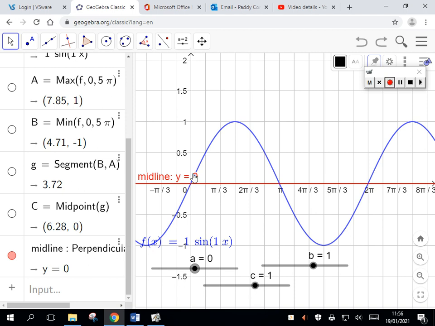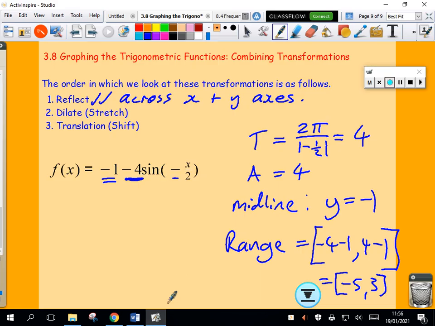Sine curve, y-intercept at 0, increasing while concave down up to a maximum value of 1, decreasing while concave down to pi, changing concavity then, so an inflection point here, decreasing and concave up, increasing and concave up to 2 pi. There's 1 period, 2 pi. So we're going to apply our reflections first.